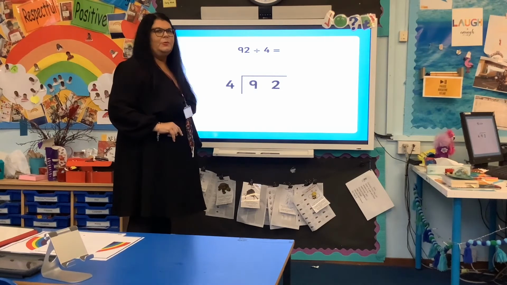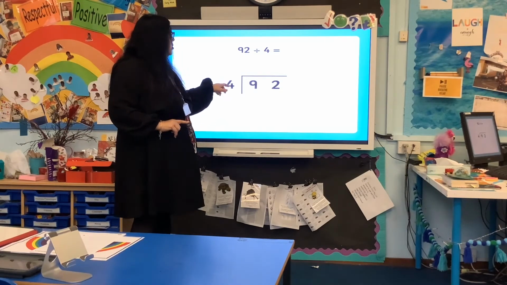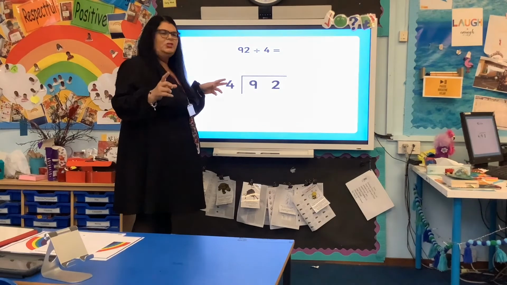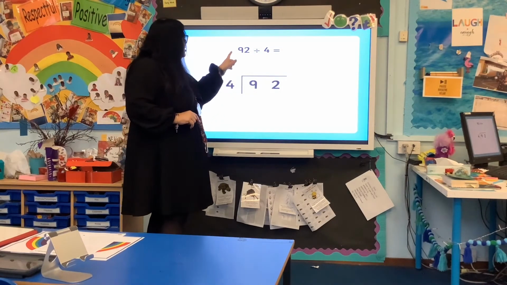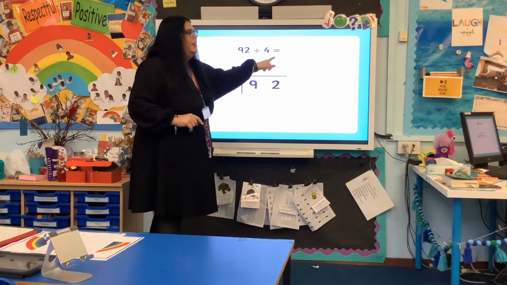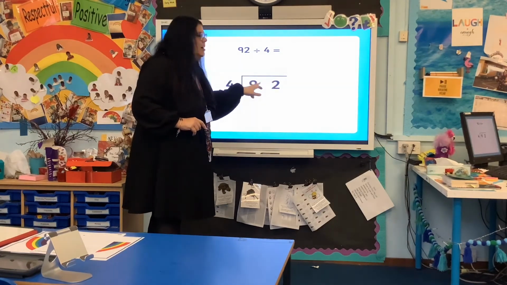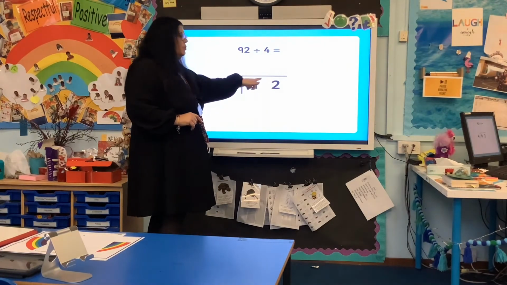This will be the last one we do on the board. So this time we've got the 4. So this is our 4 times table. So it might be a bit trickier. So we've got 92 divided by 4 equals. So we've got 92 inside our bus stop. And we're going to see how many 4s we can fit in.